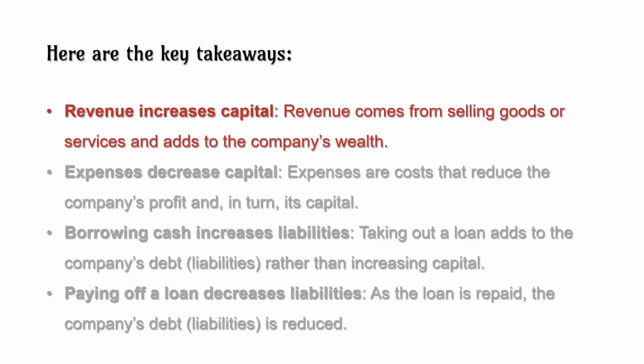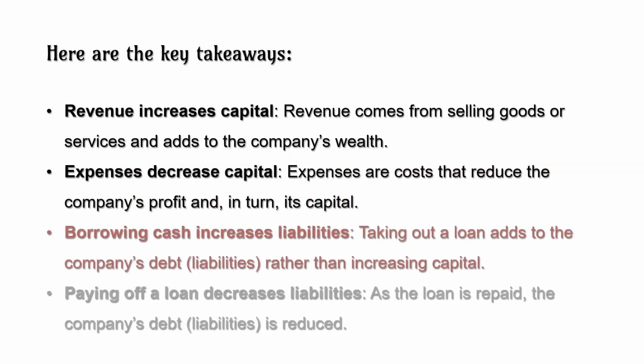Revenue increases the company's capital because it represents the money the business earns from selling goods or services. On the other hand, expenses decrease capital because they are costs the company pays, reducing its profits. When a company borrows cash from a bank, this doesn't increase capital, it increases liabilities, which is money the company owes. As the company pays back the loan, the liability goes down because the company is reducing what it owes.